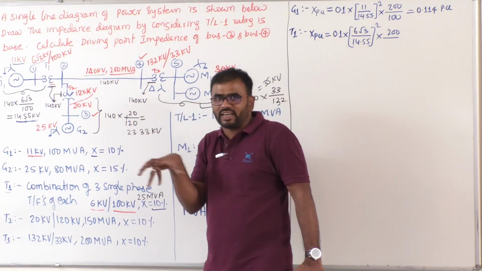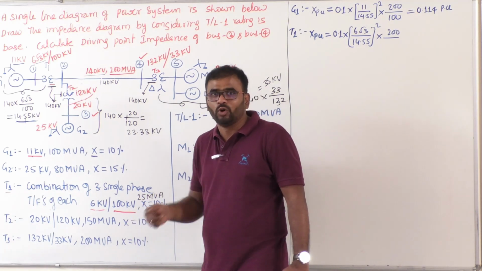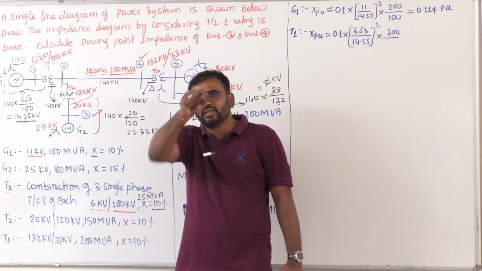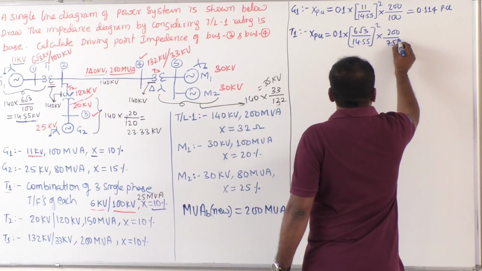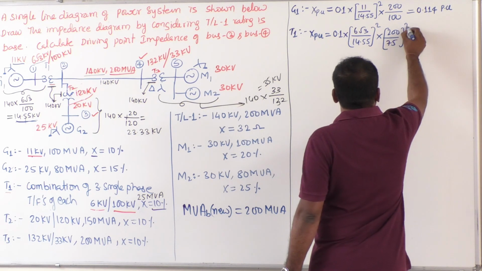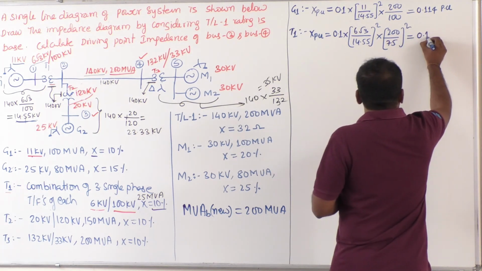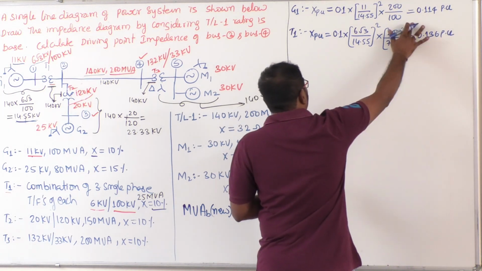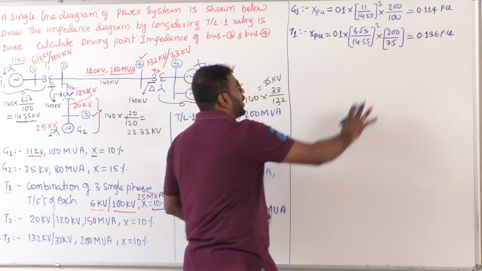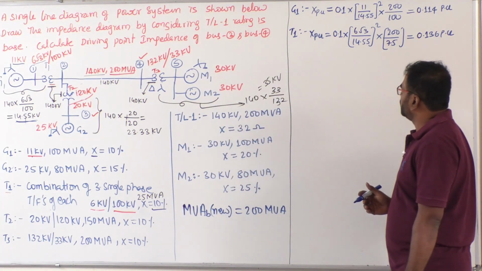So 3 single phase transformers are forming a 3 phase transformer. What is the MVA rating? Is it 25 MVA? No, 3 times 25 MVA, that becomes 75 MVA. So 200 by 75. If I solve this, we get 0.136 per unit. Square will not be there on this, okay? 200 by 75, that's it. 0.136 per unit is the new per unit reactance of transformer 1.